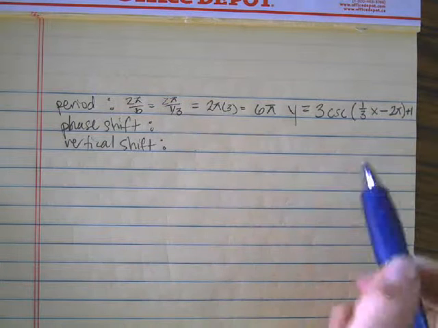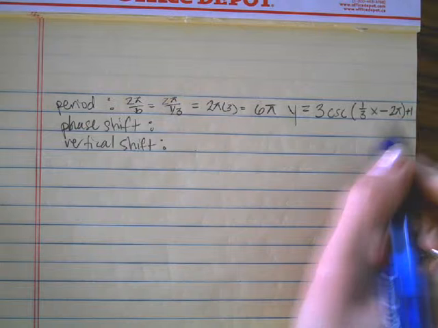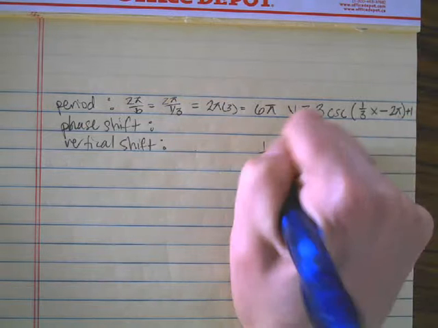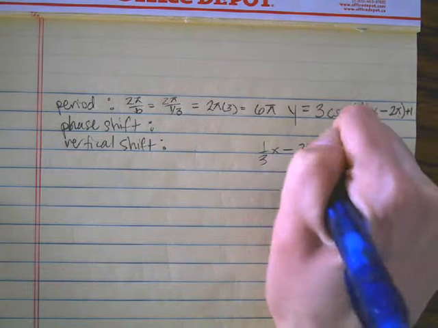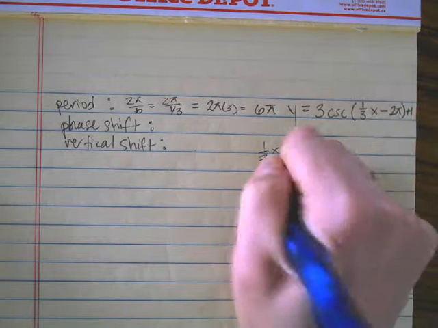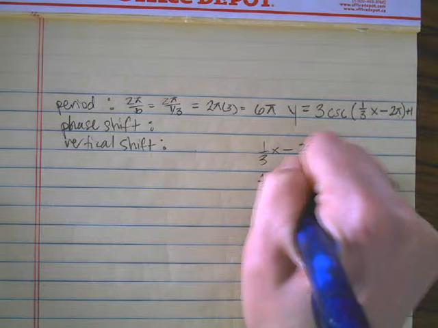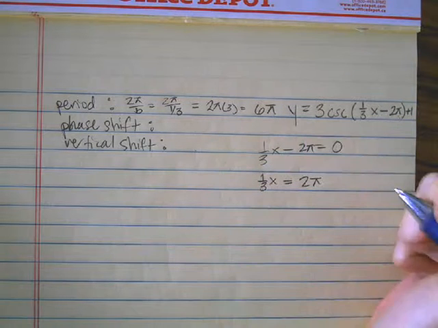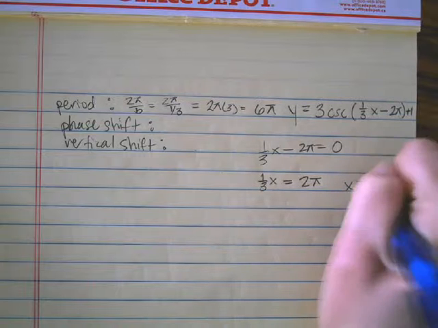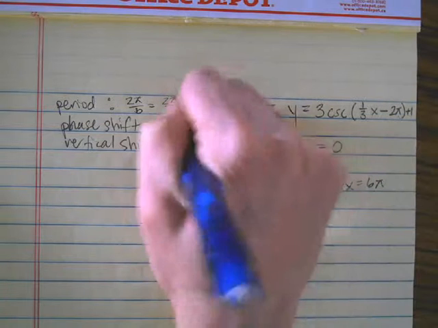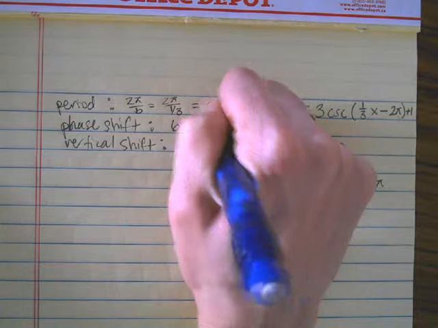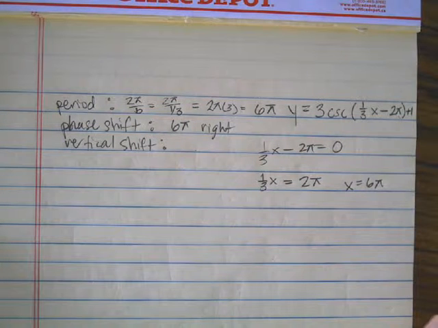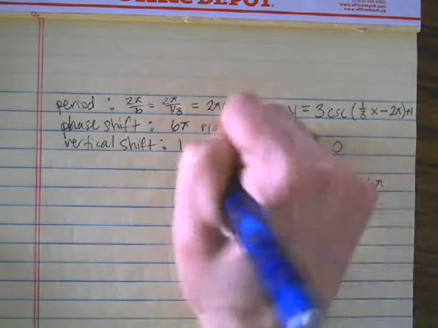The phase shift, you take this in the parentheses, set it equal to 0, and solve. So 1/3 x equals 2 pi, so x equals 6 pi. So it's moving positive 6 pi, or 6 pi to the right. And then the plus 1 on the back is the vertical shift, so it goes 1 up.